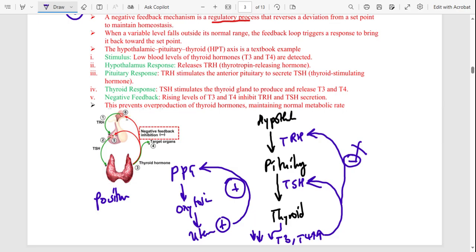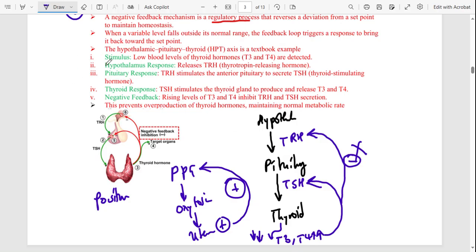Imagine the uterus just contracts a bit and then it stops contracting and the baby is about to come out. That is going to be a problem. The baby can die. So this is what positive feedback does. The hormone is released, and then the release of the hormone stimulates even more of the hormone to be released. That's positive feedback. Negative feedback is when the release of the hormone is going to inhibit the release of more of the hormone.